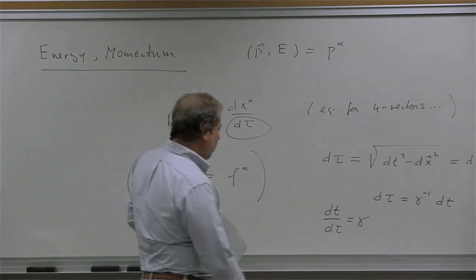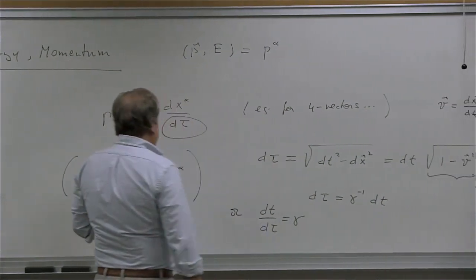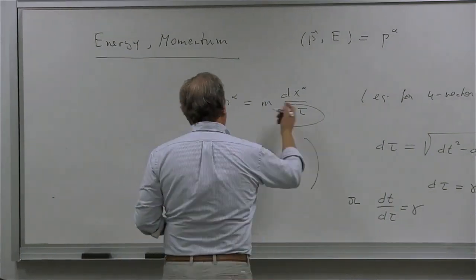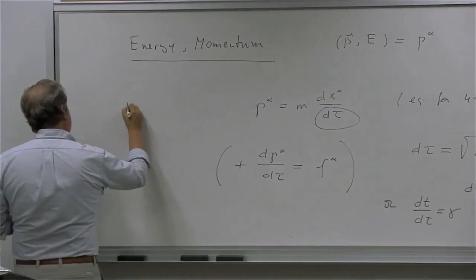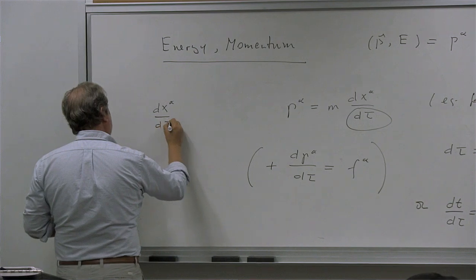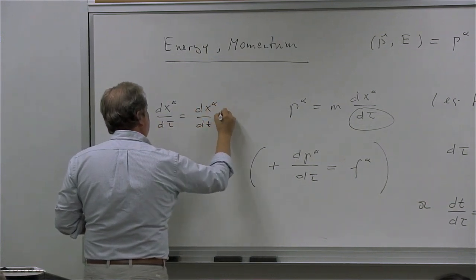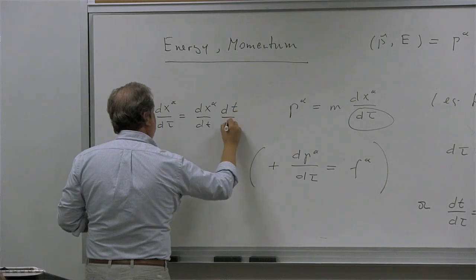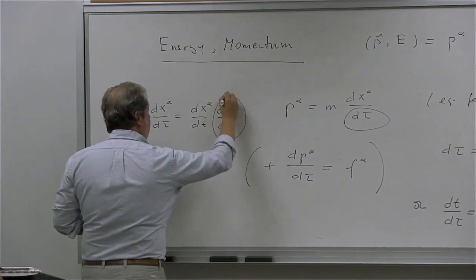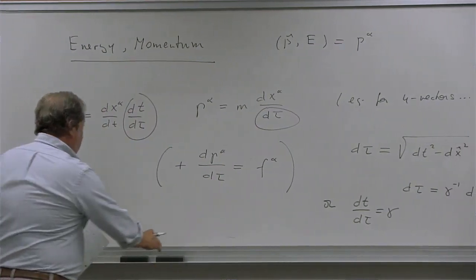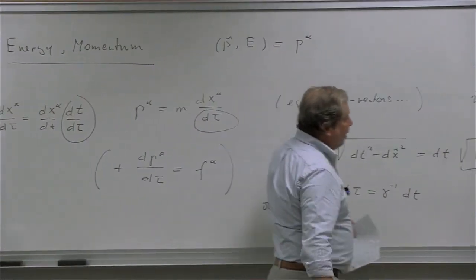dt by d tau is equal to gamma. Right? So, who cares? Well, we do care, because now we can write that dx alpha by d tau is equal to dx alpha by dt times dt by d tau, right? And dt by d tau is right there, it's the gamma.